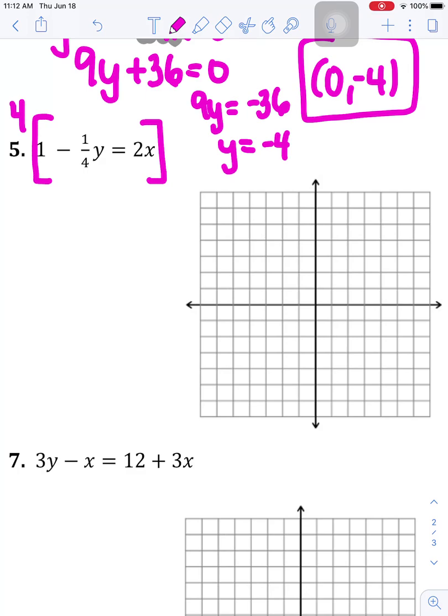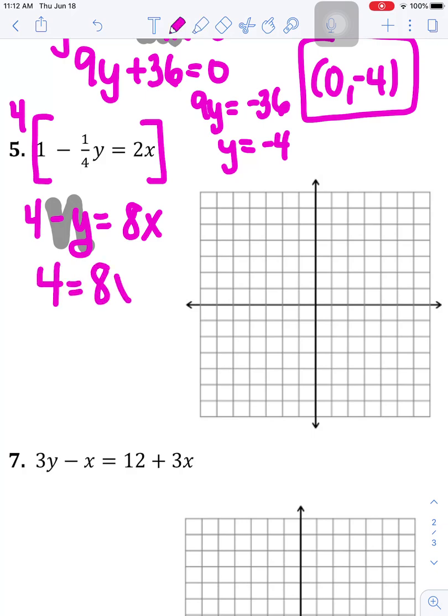If you chose to clear the fractions, you would have multiplied through by 4, giving you 4 minus y equals 8x. And then getting your x-intercept, you would zero out your y. That would leave you with 4 equals 8x. And when you divide by 8, x is 1/2.